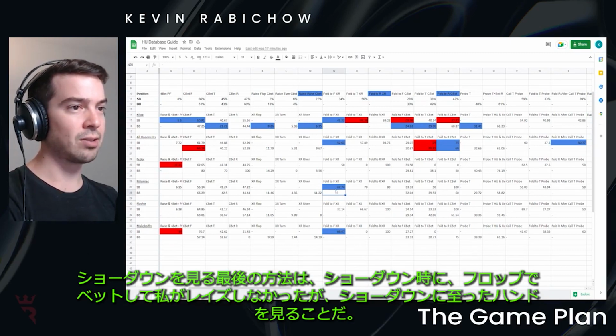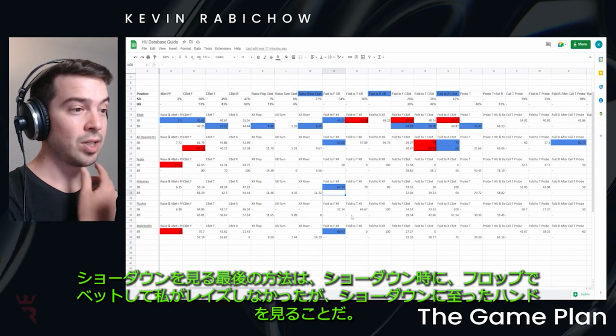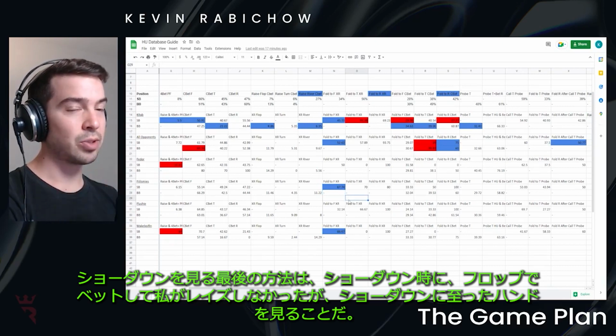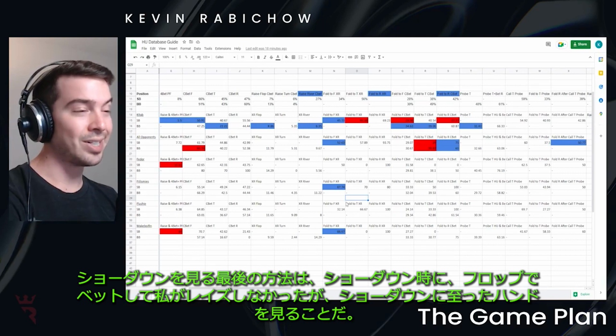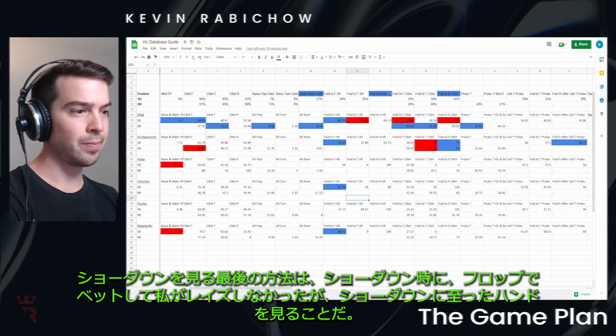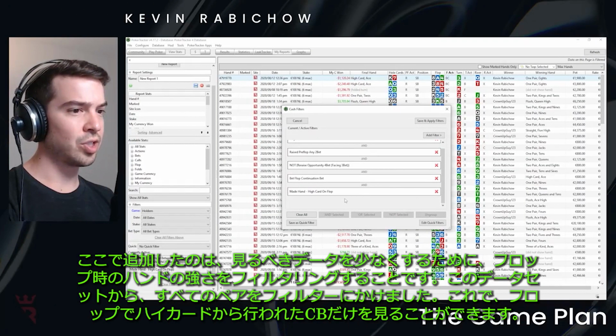So that's the last way to look for these showdowns, is to see what hands are showing up at showdown that bet the flop. I didn't raise, but we got to showdown some other way. So what I added here, just to make it less data to look at, was a filter for hand strength on flop. I filtered out all pairs from this data set, and now we're just looking at c-bets that were made from high card hands on flop.